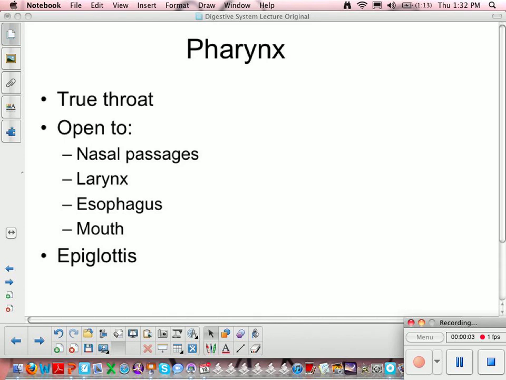All right, this is going to be a continuation of the anatomy of the alimentary canal. This will be slides 11 through 16. The pharynx, most of this is just review.